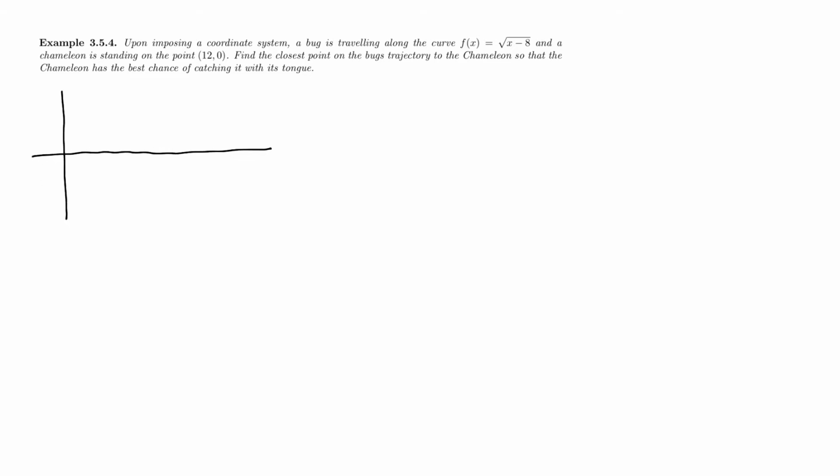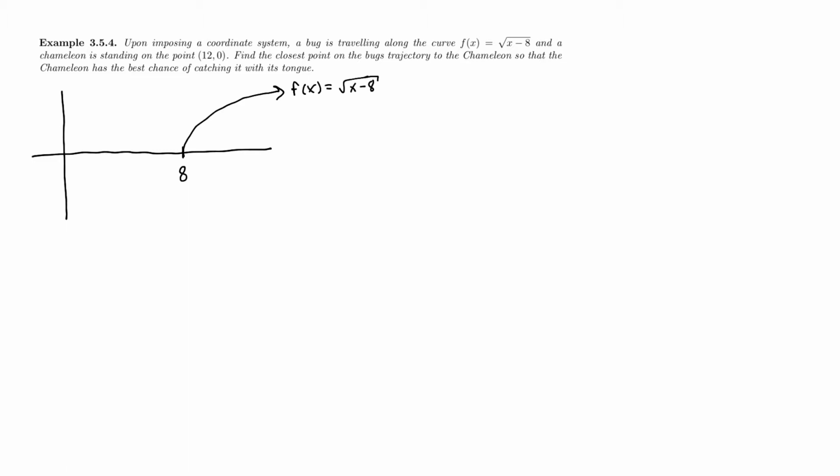So the graph of the square root of x minus 8 is going to be the square root graph, but it's been shifted to the right by 8 units. So this is the graph of f of x equals the square root of x minus 8. This is a shifted graph.